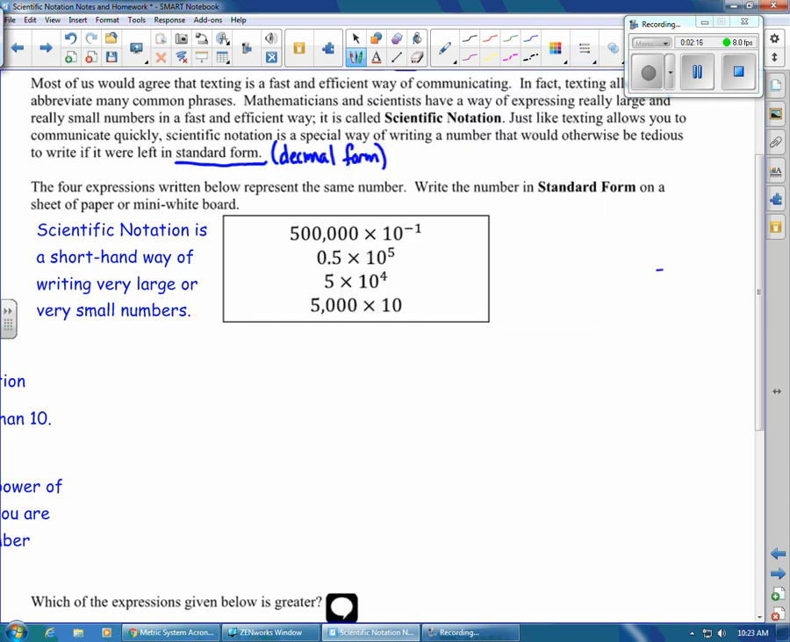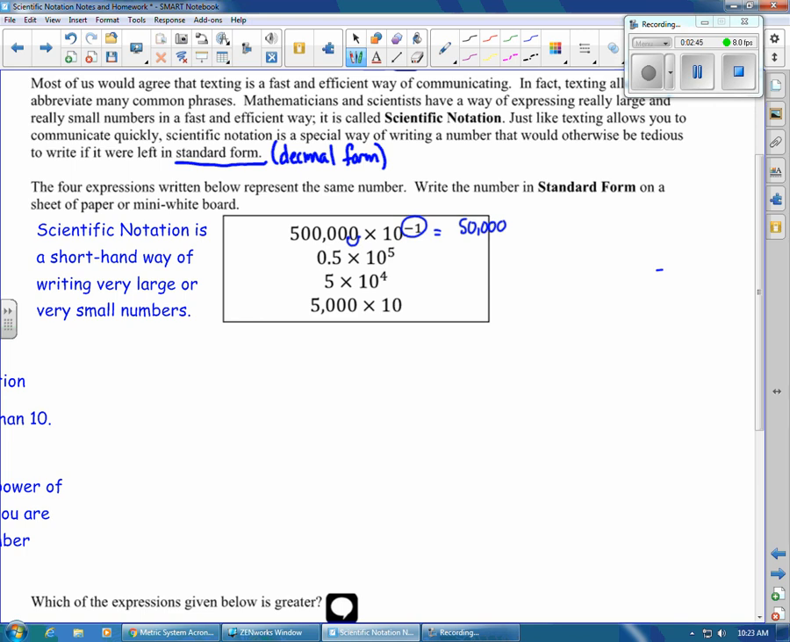So this first one, 500,000 times 10 to the negative 1 power. Now that negative 1 is telling me that I'm moving my decimal 1 to the left. I'm creating a smaller number with it, okay? So if I do that, the number that's written here is actually 50,000.